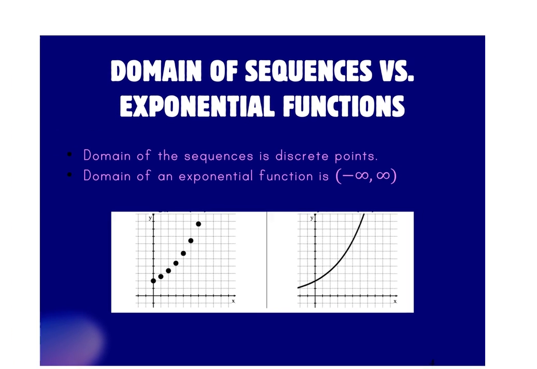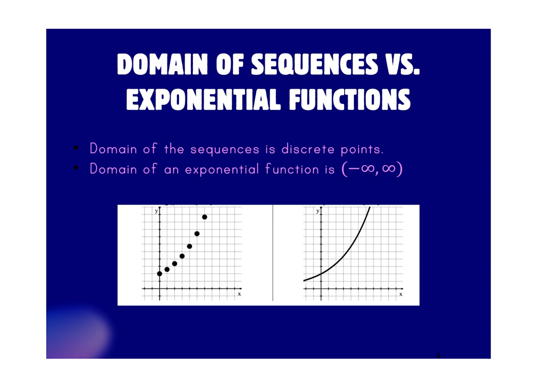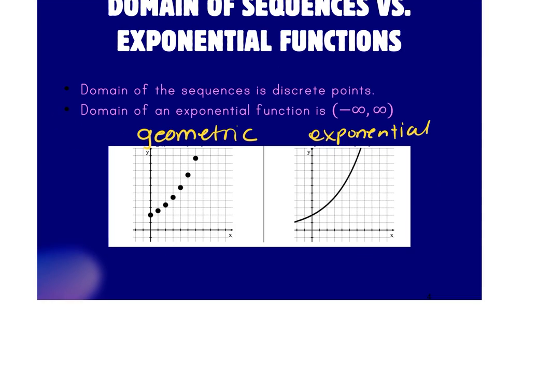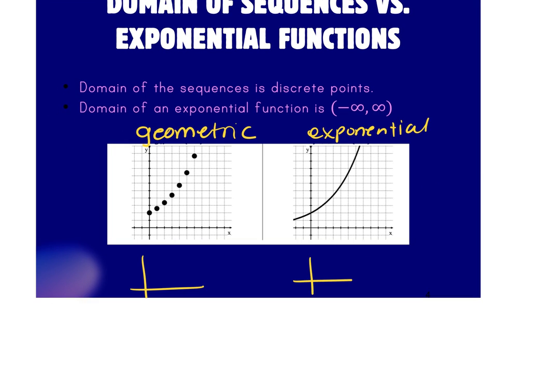All right, so this is the difference between them, the domain of sequences versus exponential functions. And this is specifically for a geometric sequence and an exponential function. So on the left-hand side, you've got the dots. These dots would represent what? Geometric or exponential? Geometric. So this is going to be a geometric graph. And on the right, this is exponential. Same would happen if I'm talking about linear. The linear and arithmetic would be dots, and linear would be a line with arrows.